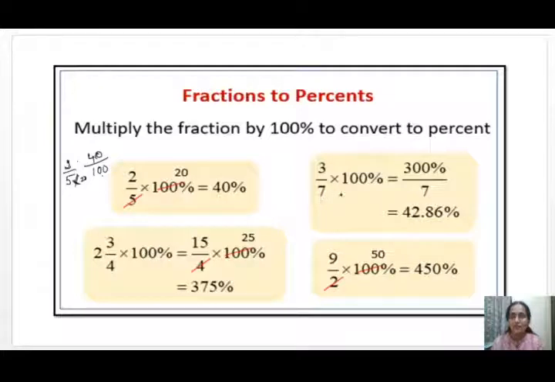The method is you have to multiply by 100 by 100. That means 100% you have to multiply. 100% means it is 100 by 100, and 100 by 100 is 100%. That means when you are multiplying the fraction with 100 by 100, the value does not change. It does not affect the question, right? But you will get the percentage. When you multiply by 100%, whatever the value you are getting, it is the percentage.